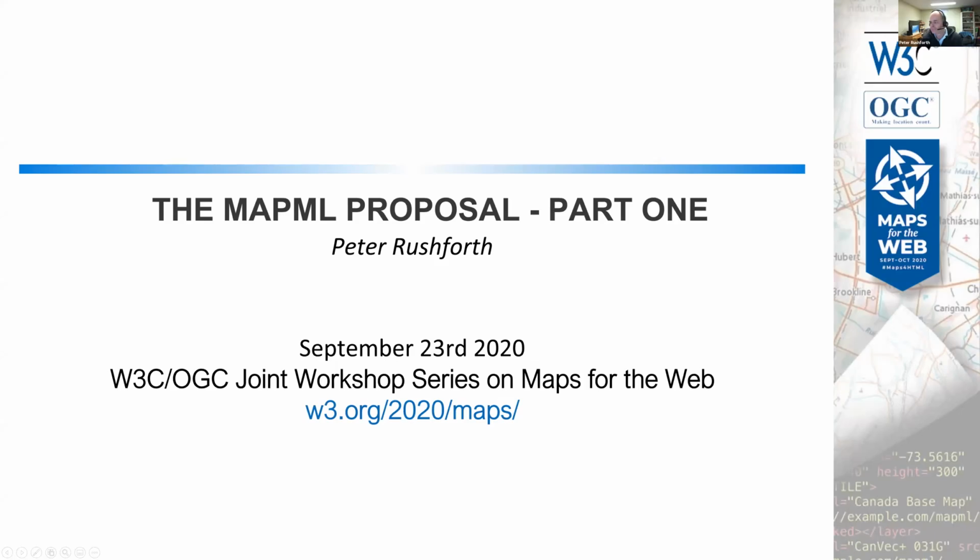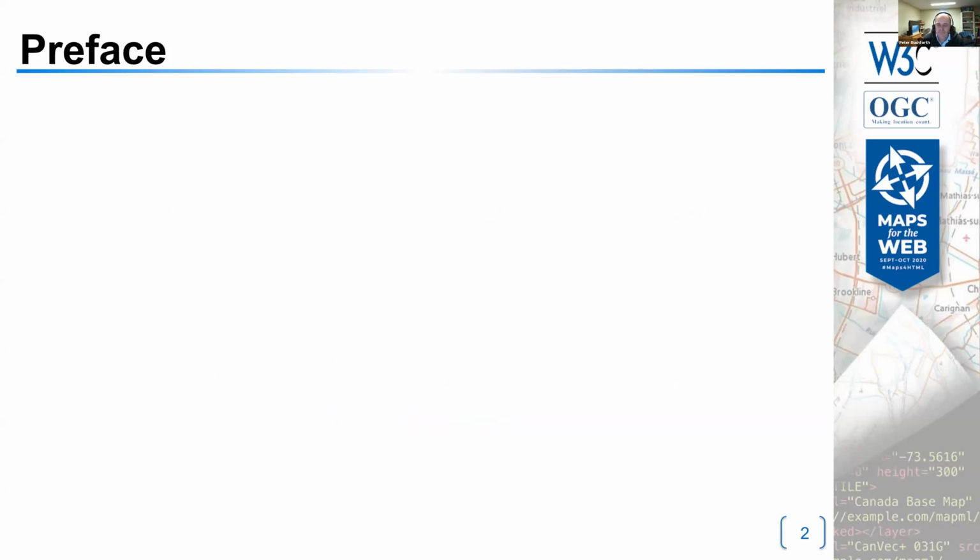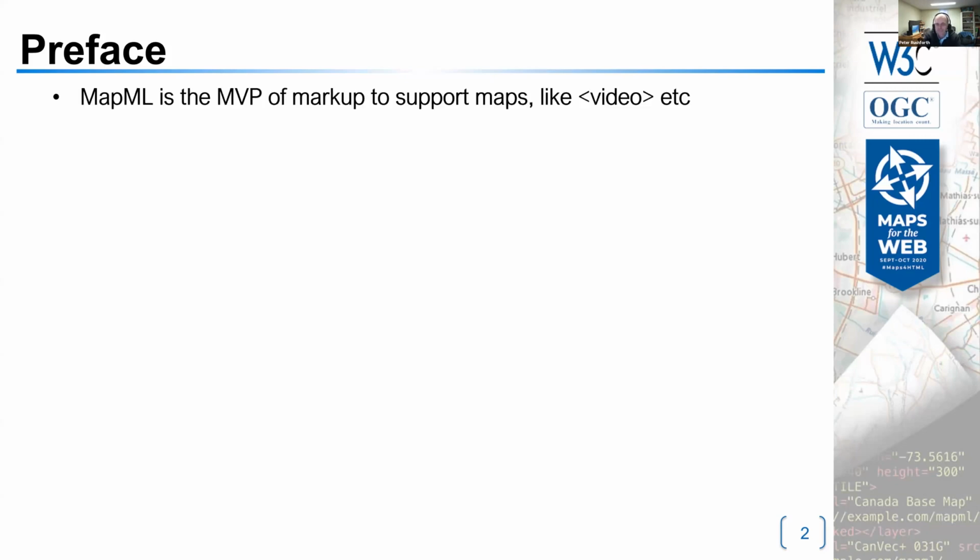Good morning. In this presentation, I'll give an overview of the MapML proposal. MapML is a proposal to extend HTML in the HTML namespace to include elements and attributes that implement maps and layers. The objective of our proposal is to introduce a small set of HTML elements that will directly support maps and mapping applications with approximately the same authoring complexity as video or audio or image.